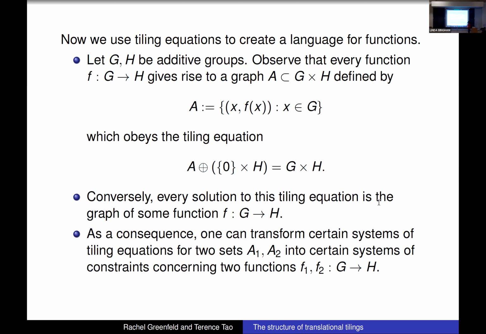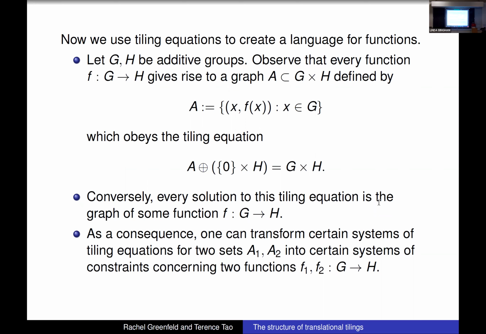That's a tiling equation, actually. So the vertical line test is equivalent to a statement that this set A tiles G cross H using the vertical subgroup 0 cross H. If you think of G cross H as like a rectangle, 0 cross H is like the vertical edge of this rectangle. If you have a graph and you add to it this vertical set, you will tile the whole space. And conversely, it is only the graphs of functions that tile the space. So there's a one-to-one correspondence between solutions to this equation and functions from G to H. So the tiling language that we have has the ability to talk about functions.